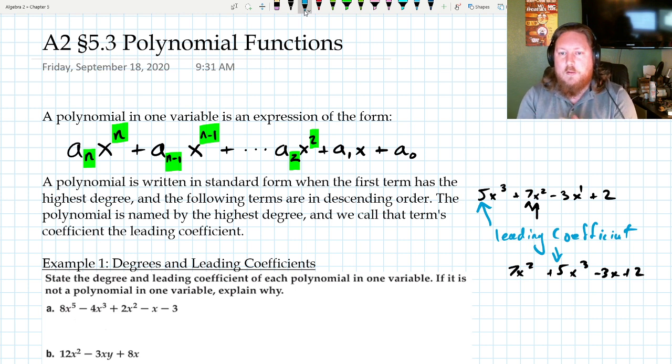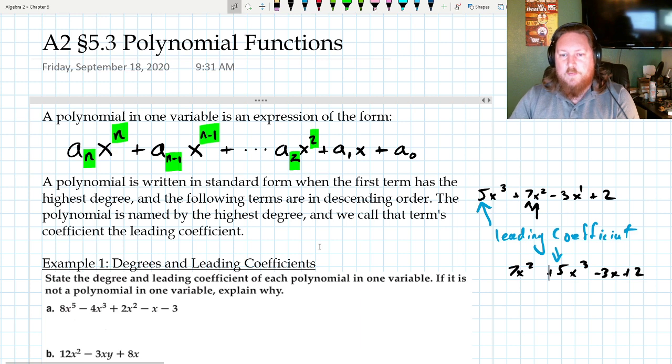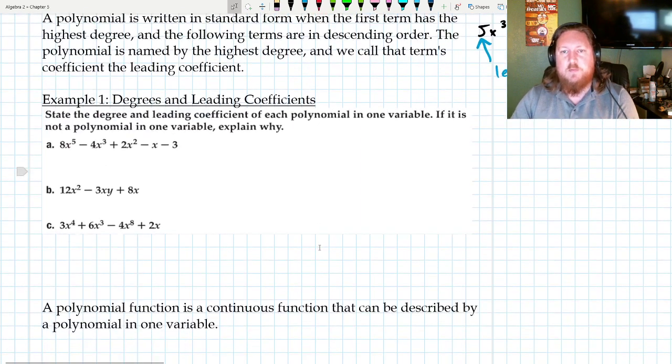So, degrees and leading coefficients. Let's take a look here at example 1. We're going to state the degree and leading coefficient of each polynomial in one variable. If it is not a polynomial in one variable, explain why.